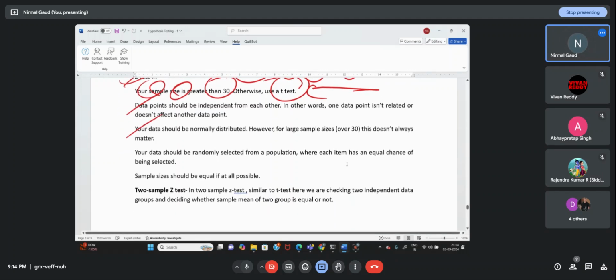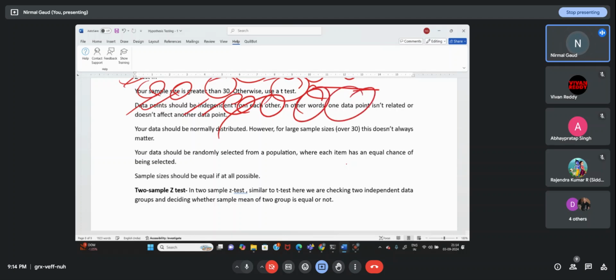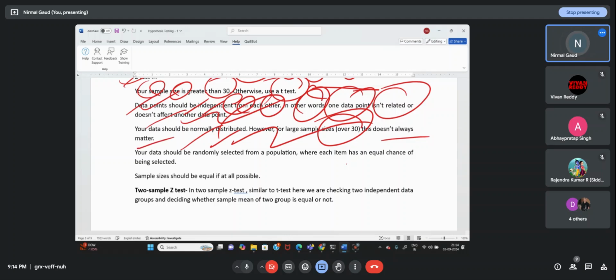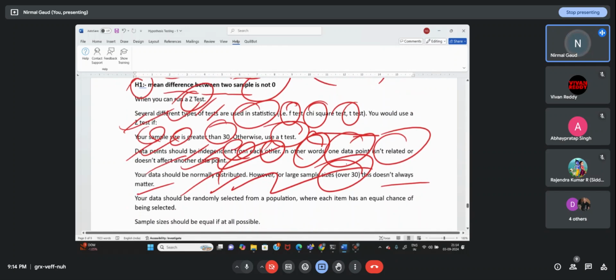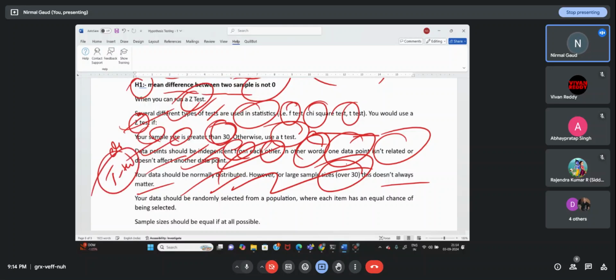Fine. Data points should be independent of each other. In other words, one data point isn't related to another data point. The data should be normally distributed and the sample size should be over 30. This doesn't always matter, but in general, we say that 30 data points should be there. For the Z test, when your sample size is greater than 30, apply Z test, else T test is applied. And the only thing is you have to check the mean, whether the mean of the samples are same or not.